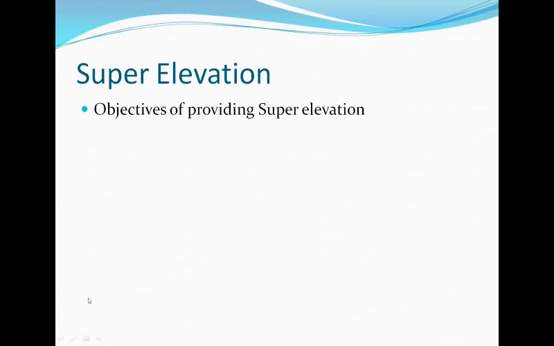So we will move on to our next topic of super elevation. When a train moves around a curve, it is subjected to a centrifugal force acting horizontally at the center of gravity of each vehicle. So this we are going to show you how the centrifugal forces act. I'll show you in the upcoming derivation.